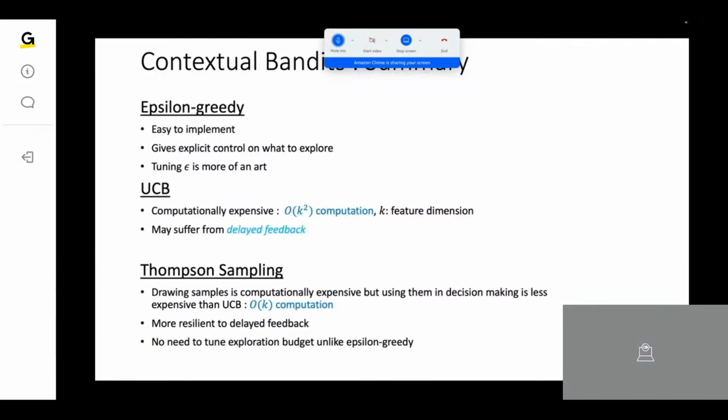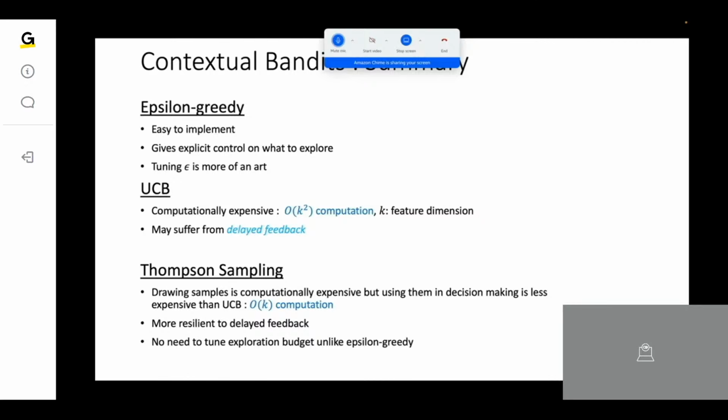UCB is computationally expensive because it requires matrix operations, and it may suffer from delayed feedback, where the feedback is not available instantaneously. And if nothing is changing in the system, UCB will continue to take the same action. Thompson sampling is computationally efficient, but computing the posterior remains a challenge.